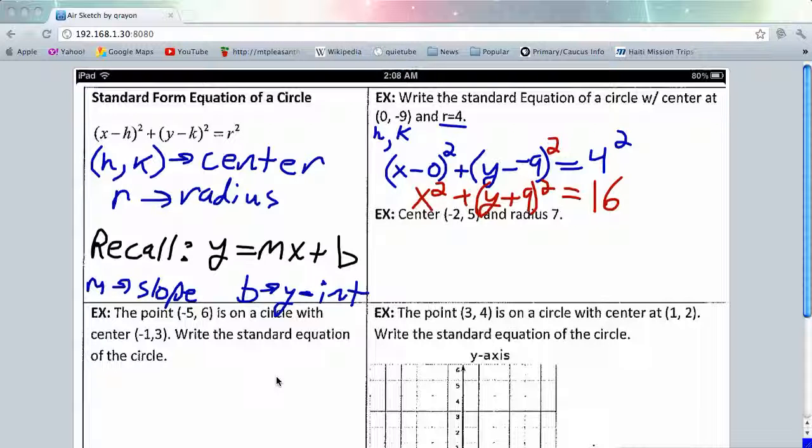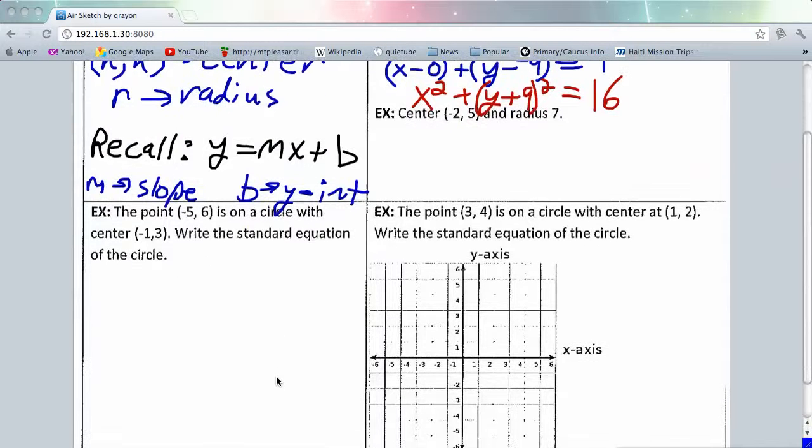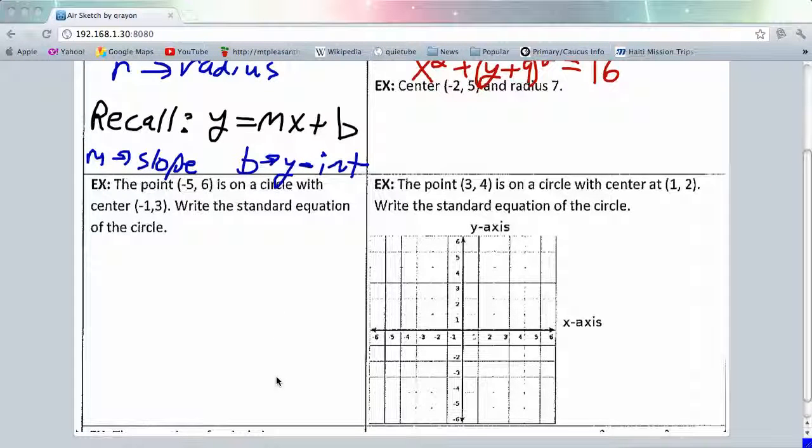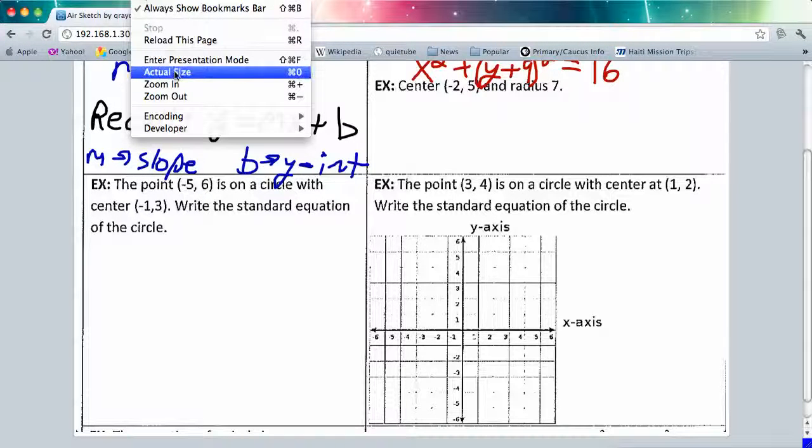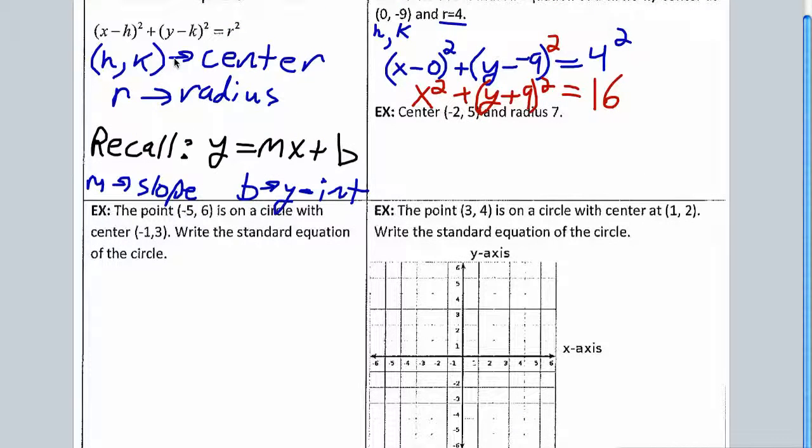In this one we have a point that is on the circle with center at negative 1, 3. The only thing that we're missing is the radius, so we've got to find the radius here. So let's do that. If I draw a mini diagram here, I'm given a point on the circle and the center of the circle. And it's my goal to find the radius, that blue line right there. The way I'm going to do that is using the distance formula.